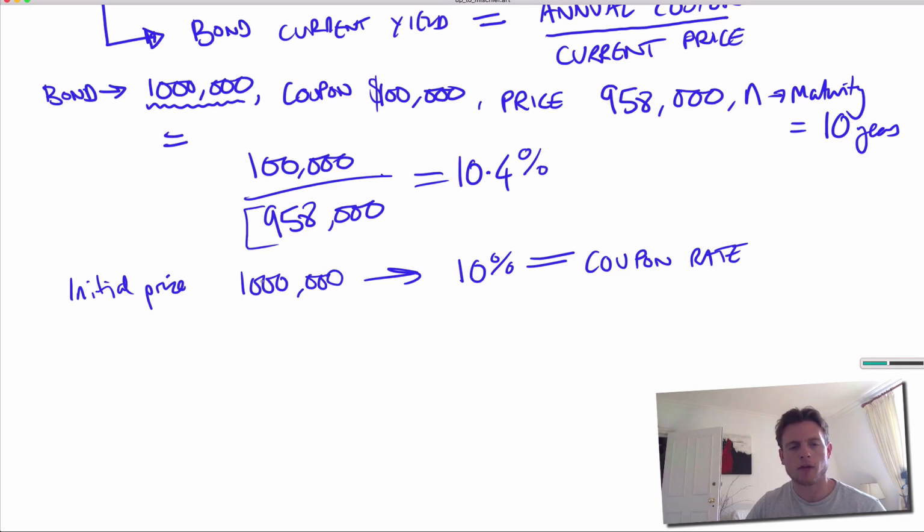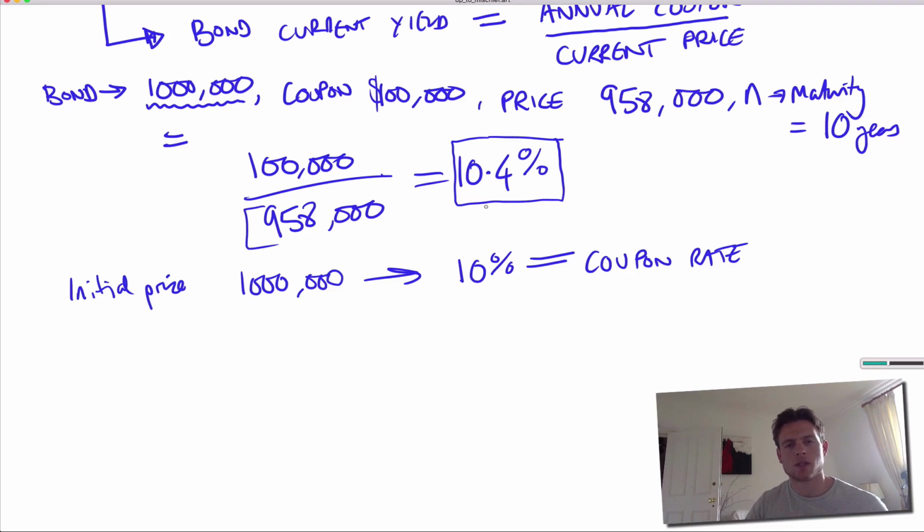But since the price has now gone down, the price is now 958,000, the current yield has gone up from 10% to 10.4%. So what that means is, if I want to spend my £958,000 tying up that amount of money, the annual income that I'm going to get as a percentage of that is 10.4%.